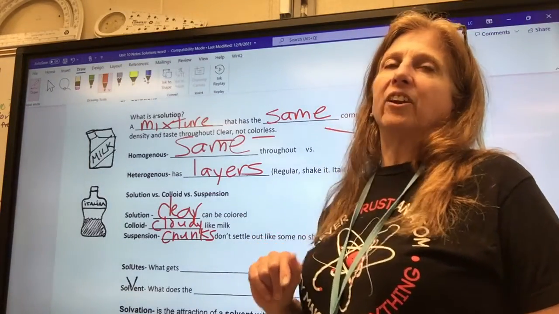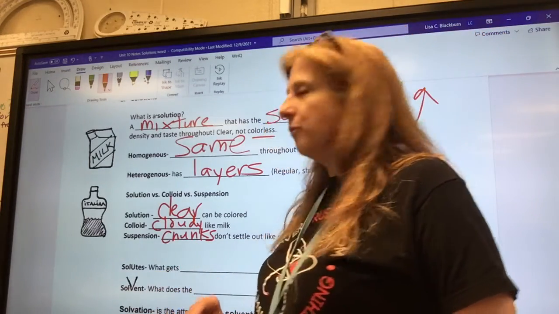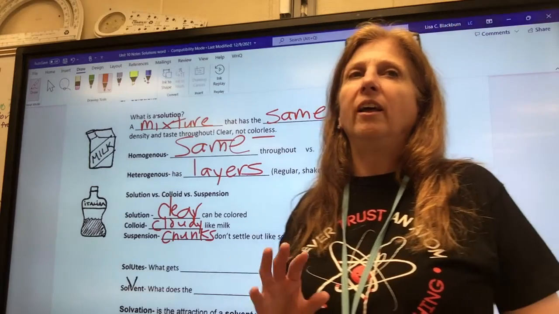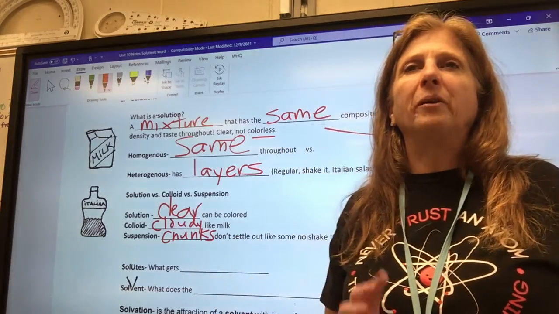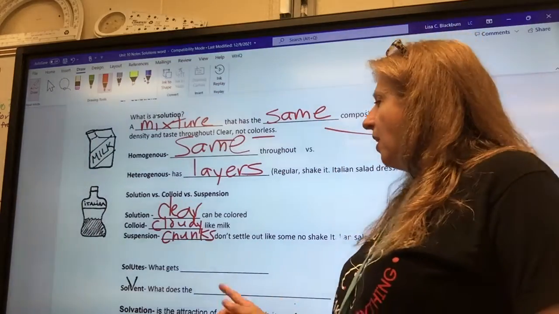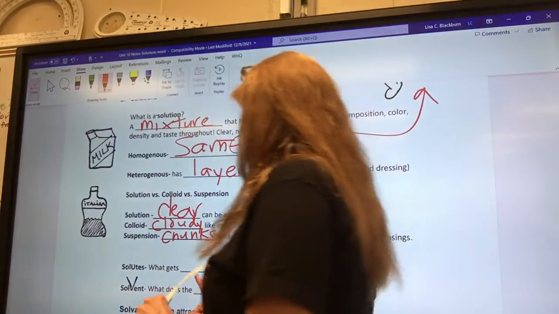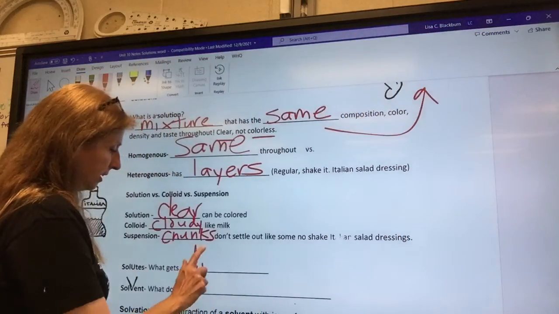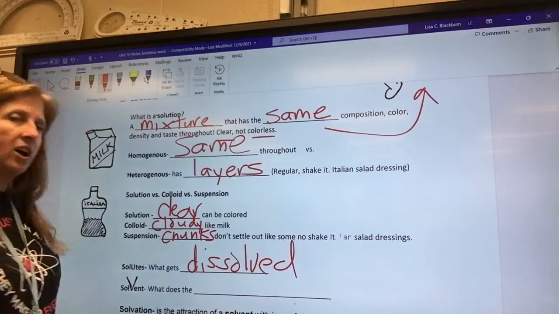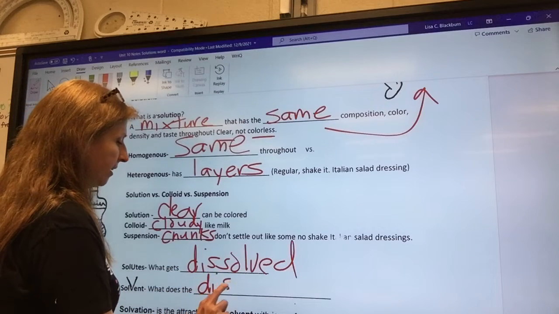The next thing, here's some more vocabulary. It's solute versus solvent. Now, what makes this hard is they're almost the same word, but they have different meanings, and on the test, these will be matching questions. So, the solute, the one with a U in it, is what gets dissolved. The solvent with a V is what does the dissolving.